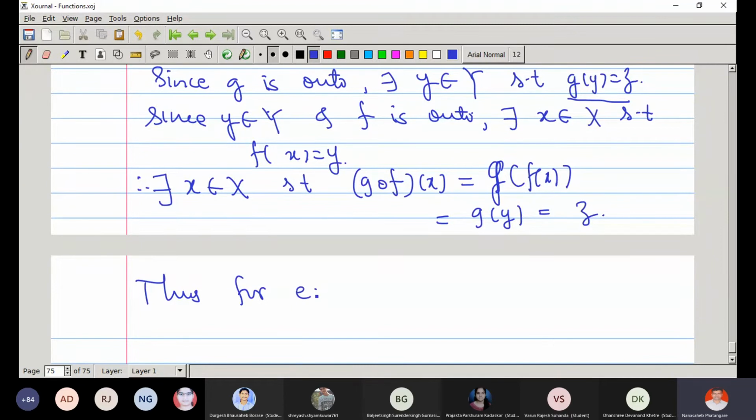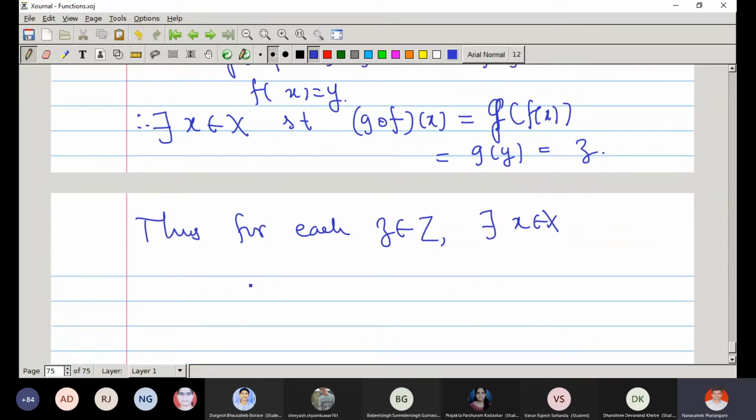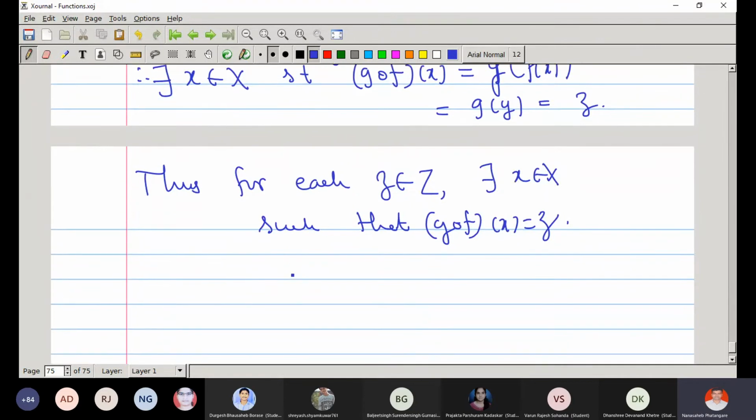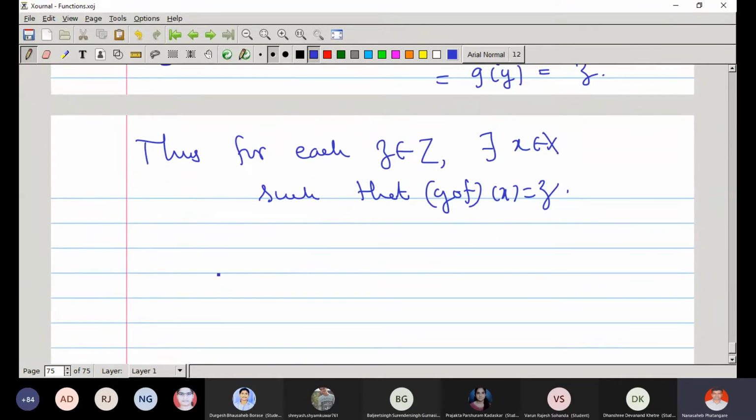So it is a conclusion: for each z in Z, there exists x in X, that is, for each z in Z we can produce x in X such that g composite f of x is z. This is the way we backtrack the image, and we are just using the given data and the definition of onto. Correct? Hence, g composite f is onto. Fine.